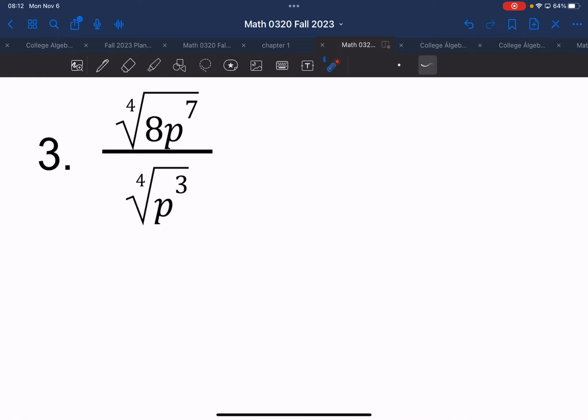Notice on number 3, our radicals are already separated for our numerator and for our denominator. So just like we could take the rule and say, if we have a fraction, we could write it as 2 separate radicals, we could do the opposite and write this as 1 radical. So this could be written as the 4th root of 8p to the 7th over p to the 3rd.